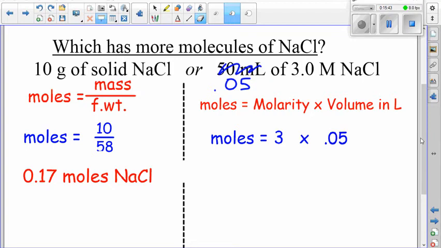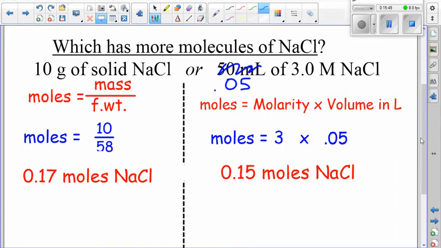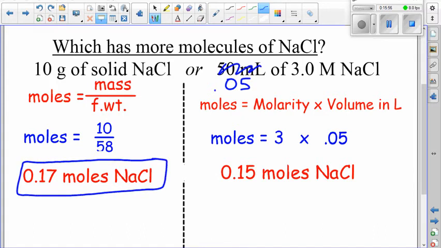So, all I have to do is multiply those two together. I'll find I have 0.15 moles of NaCl in that solution. So it looks like I have more molecules of NaCl hanging out in those 10 grams of solid stuff than I do in the 50 milliliters of this solution. Please notice that if you forgot to convert the 50 milliliters into 0.05 liters, you would have got 150 moles over here, and you would have circled the one on the right.